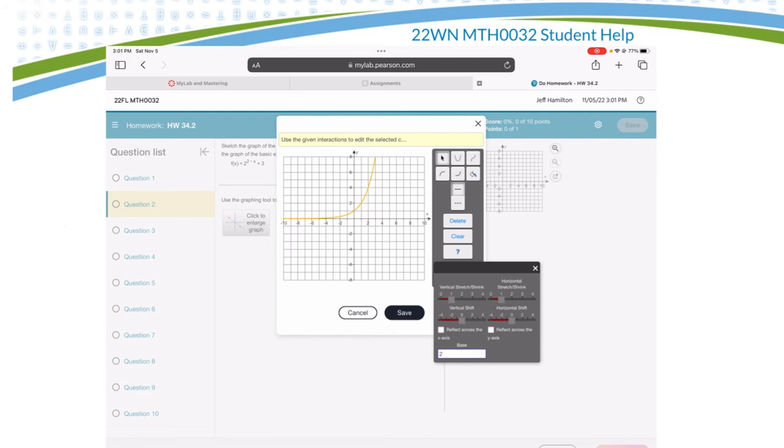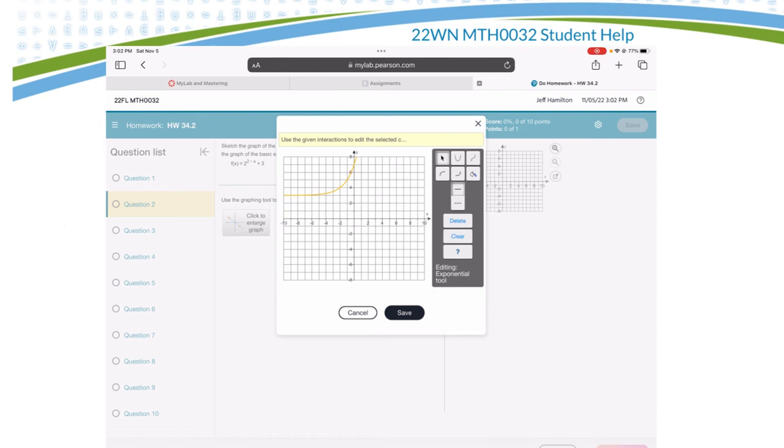Maybe I'll tap that right away. Whoops. There, reflect across the y-axis. But there's no shrinking or stretching horizontally. Then down below, vertical shift. We said it goes up 3, so I'm going to grab that and move it up 3. And then my horizontal shift is, I want to shift it to the right 2. There we go. It doesn't look like it's reflected on the y-axis yet, though.